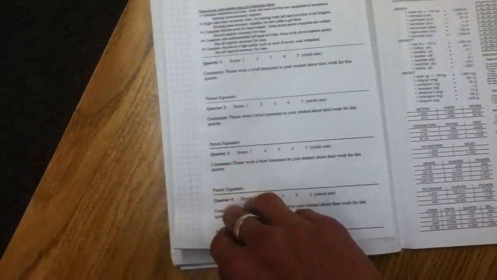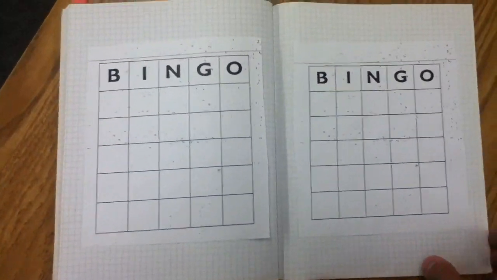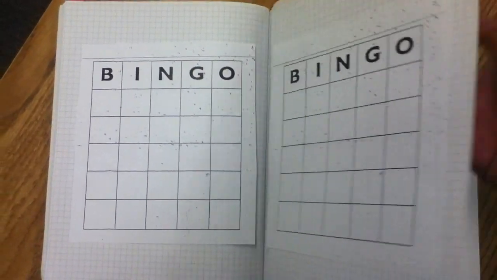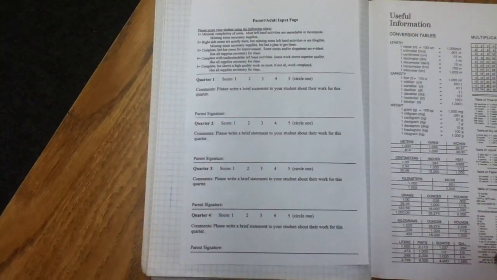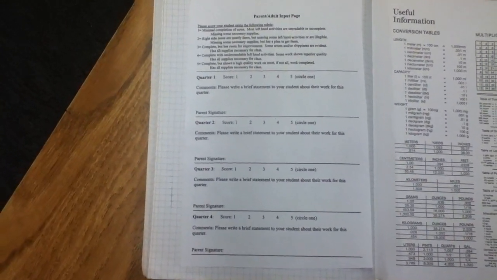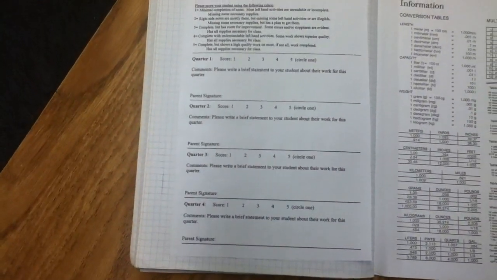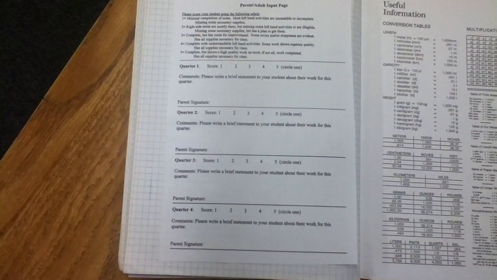In the back of the book, there are some bingo cards that I use for Element Bingo later on in the year. And the last thing that I have in here is I have a parent input page where each quarter the parents go through and evaluate using the following rubric. They're able to evaluate the work that their student is doing, and it counts like a test grade.